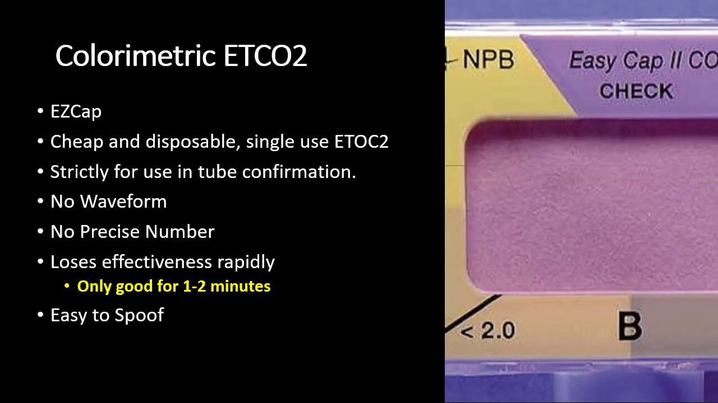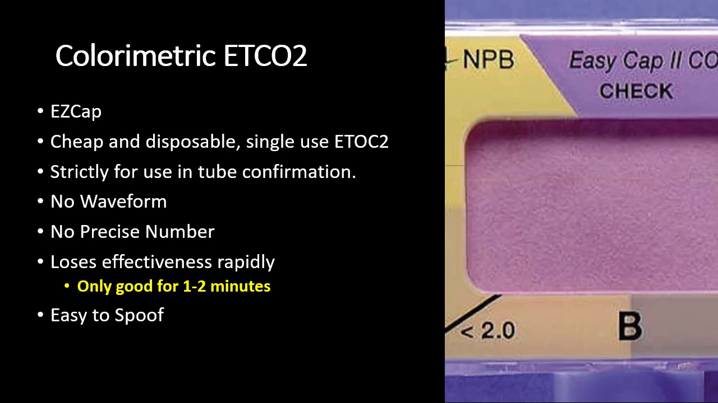There's also a third type called colorimetric End-Tidal CO2. And this has a place, but honestly, I do not consider this capnography. This has a piece of litmus paper in it. Litmus paper, if you remember chemistry, changes color with the pH of the air or whatever liquid's on it. It changes color because the pH of the gas that's exhaled changes, and that's an indirect measurement of End-Tidal CO2. It's strictly for use in tube confirmation. Strictly for use in tube confirmation.